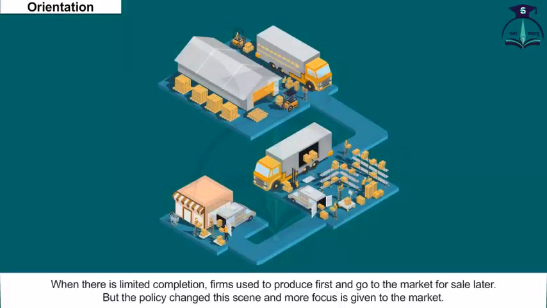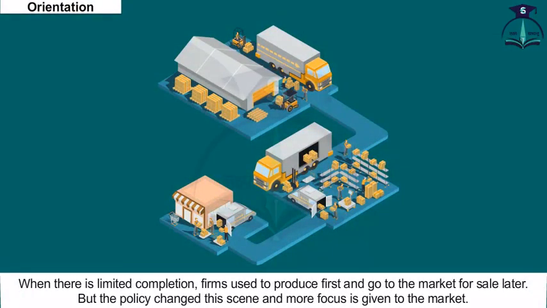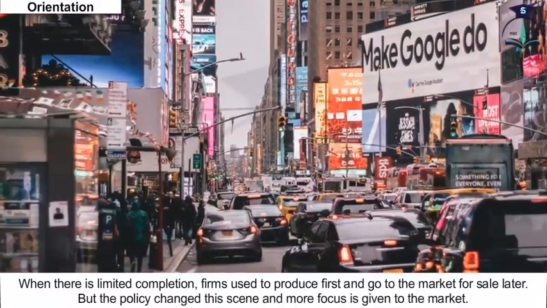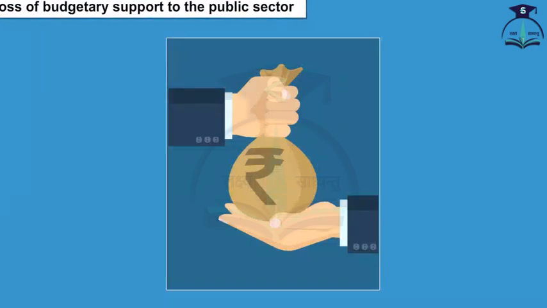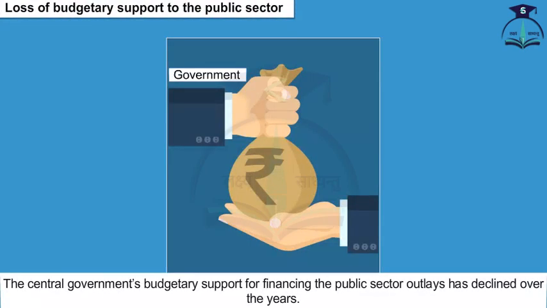Market orientation. Where there is limited competition, firms used to produce first and go to the market for sale later. But the policy changed this scene and more focus is given to the market. Loss of budgetary support to the public sector. The central government's budgetary support for financing the public sector outlays has declined over the years.